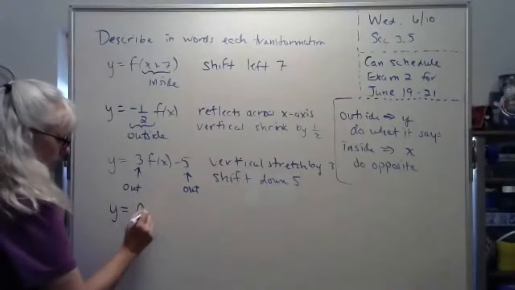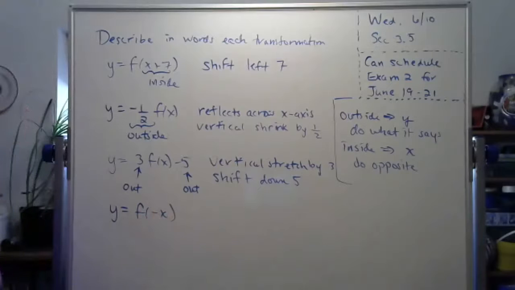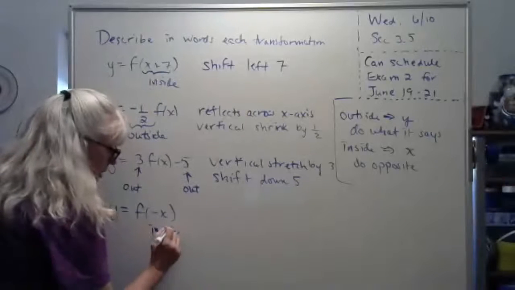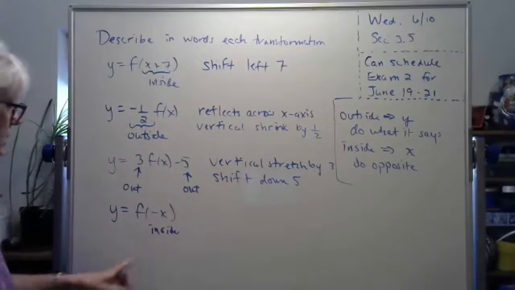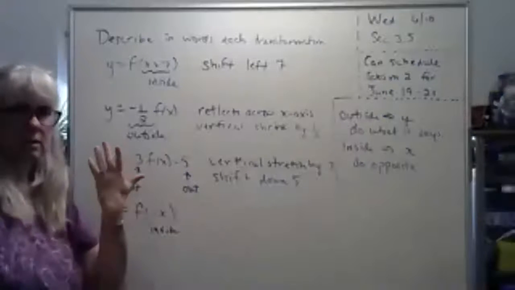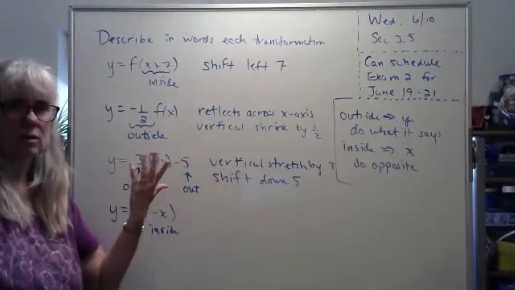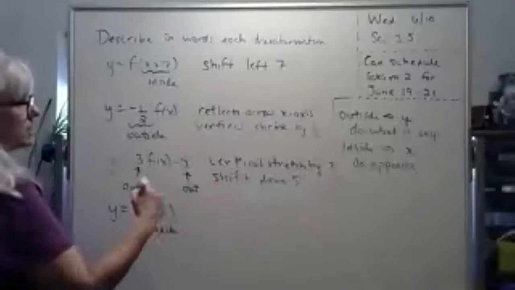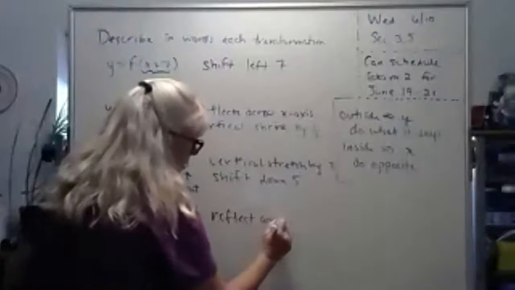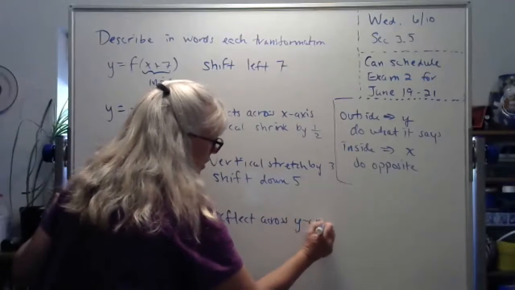How about y equals f of -x? So f of -x. Okay, so is your negative inside or outside? Inside. Good. And because it's inside, we know to do the changes in the x direction. Now, what this is saying is this is taking your positive x's and making them negative x's. It's changing the sign on the x values. And if you go to change the sign on the x values, then you're reflecting across the y-axis. So we're going to say reflect across y-axis.